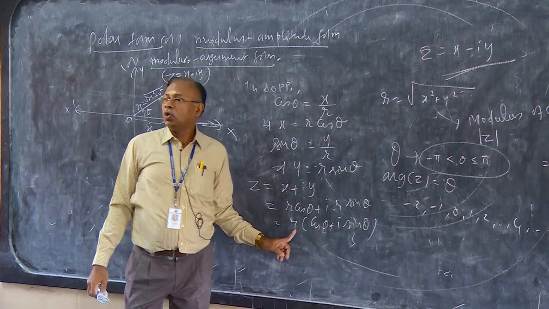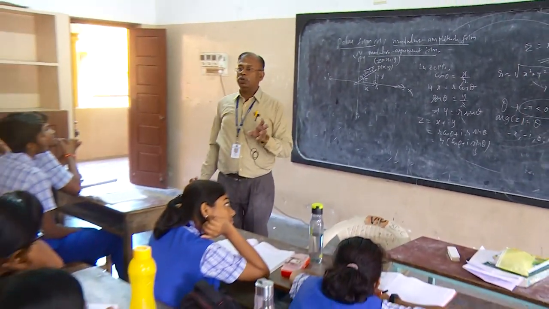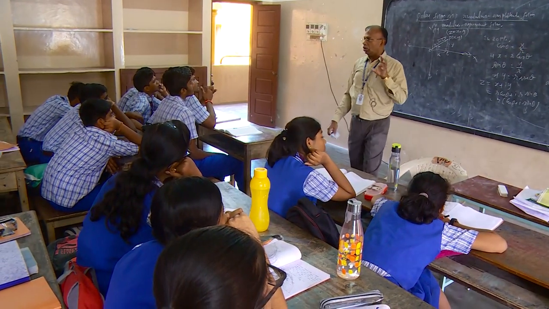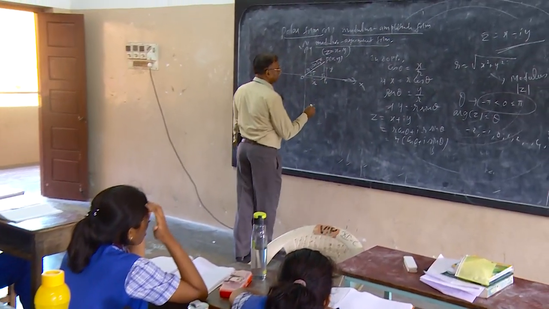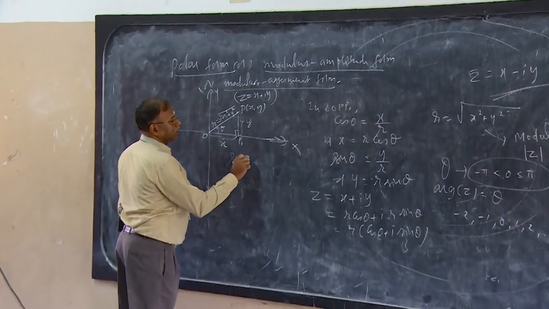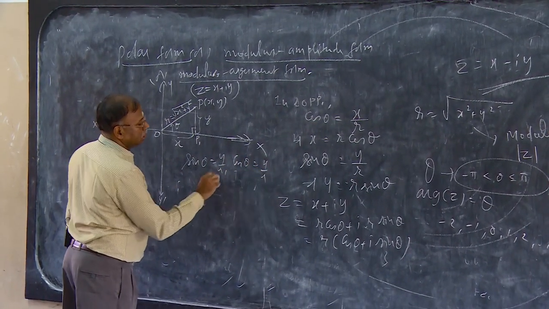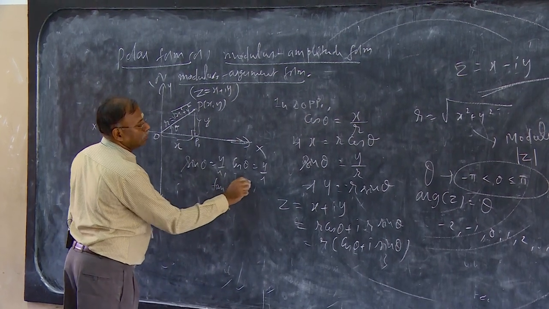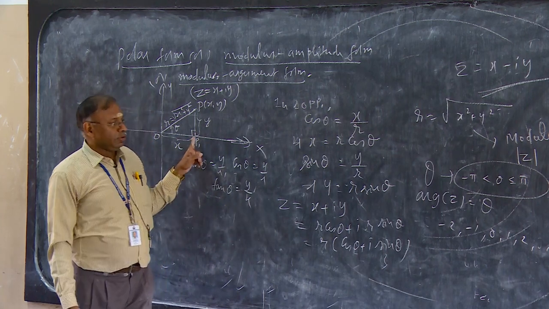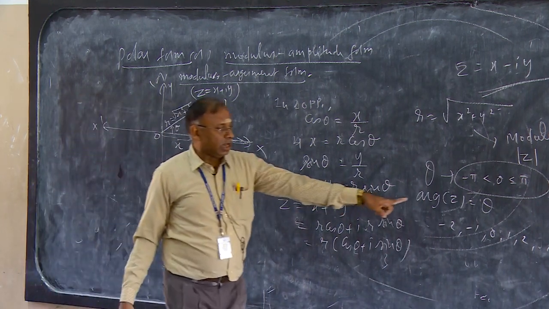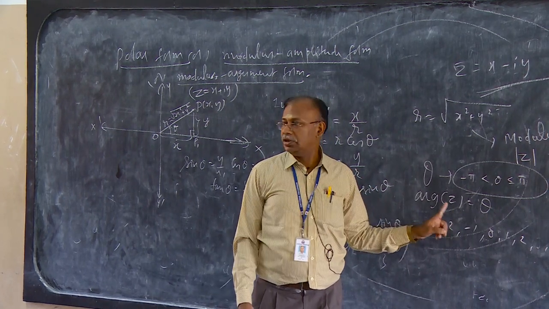Here r, what is the connection between r and x and y? R given by root of x square plus y square is known as the modulus of the complex number. And theta can be given in three different ways: sine theta is equal to y by r, cos theta is equal to x by r, or tan theta is equal to y by x. This is known as the argument of the given complex number, written as arg of z.